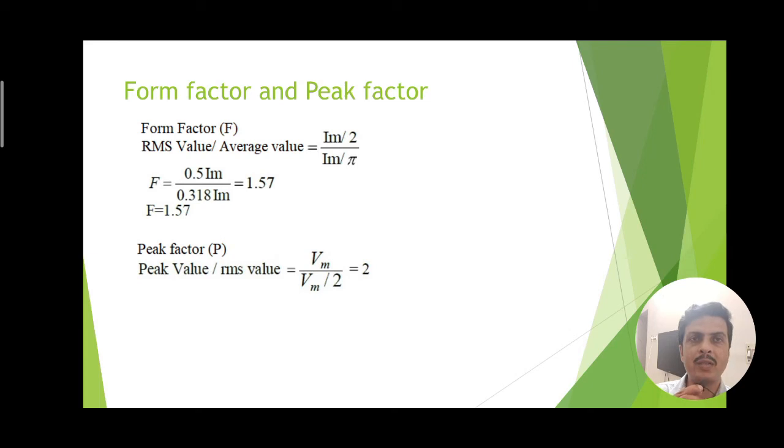The form factor is another important parameter for the half wave rectifier, which is the ratio of the RMS value to the average value. It is 1.57 for the half wave rectifier, whereas the peak factor is another important parameter, which is 2 for the half wave rectifier, because it is the ratio of the peak value to the RMS value.